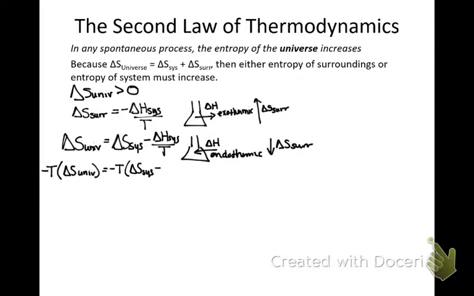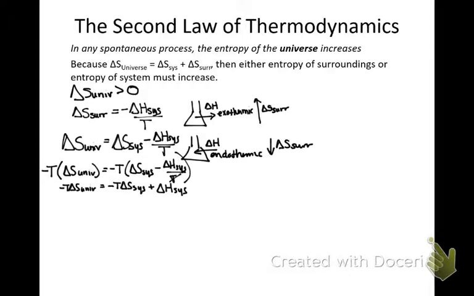And so really we're just going to massage this a little bit to make it more convenient for us. Okay, so if we do that, if we kind of distribute what we've got there, we've got negative T times delta S of the universe equals negative T delta S of the system plus delta H of the system, because we cancel the T and we distribute that negative sign.